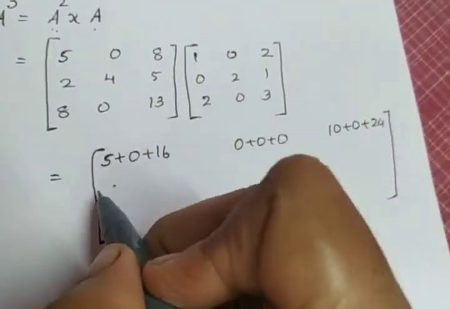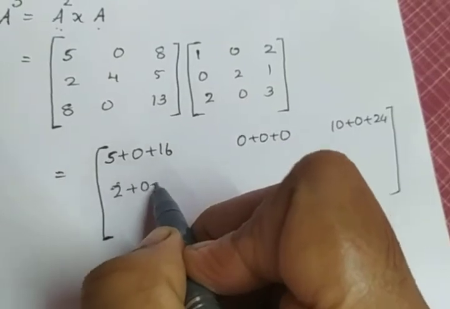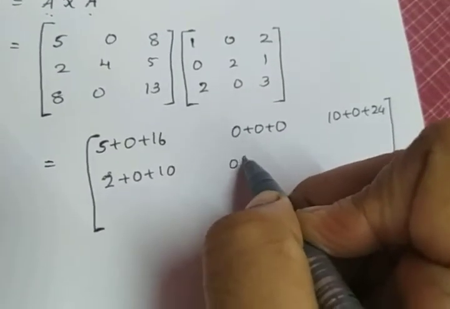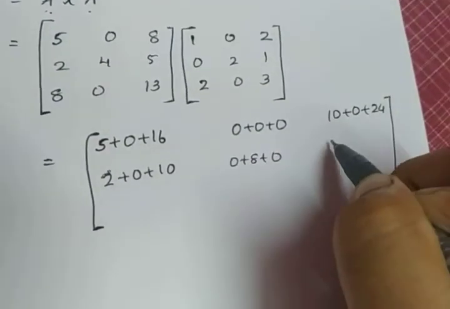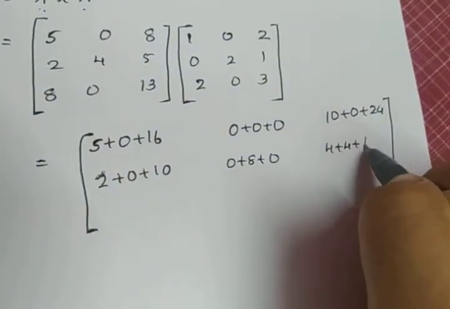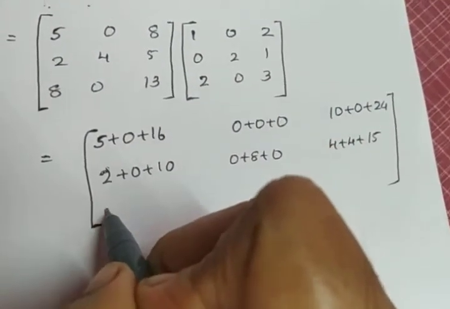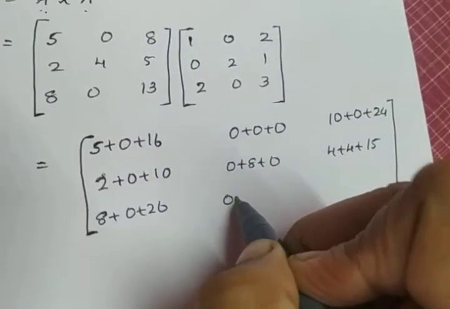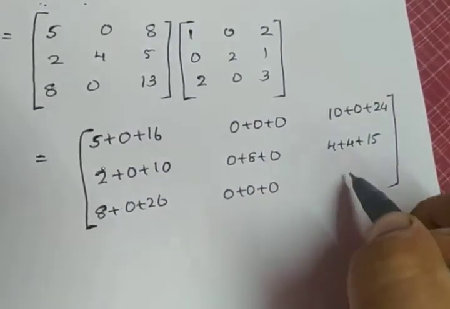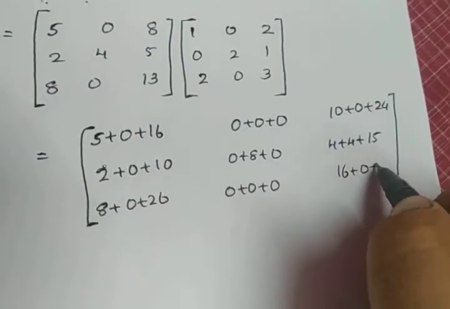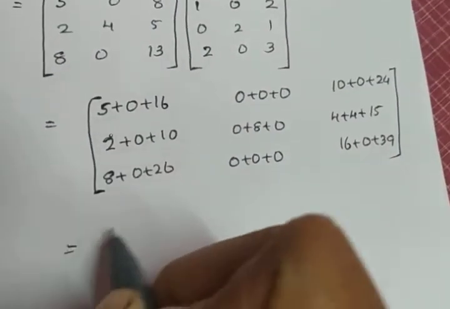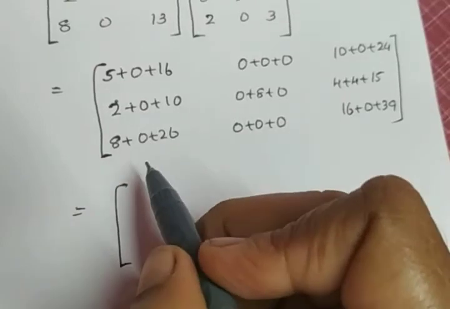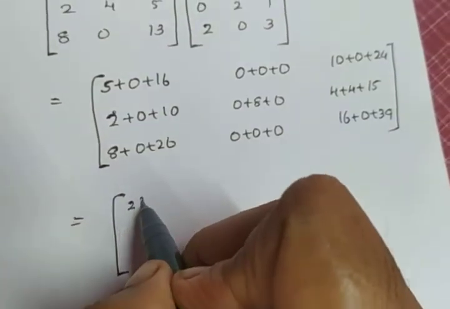Second row in the first column, isn't it? So 2 plus 0 plus 10. 0 plus 8 plus 0. 4 plus 4 plus 15. What about the third row? 8 plus 0 plus 26. Then 0 plus 0 plus 0. Then it is 16 plus 0 plus 39. Just sum it up. 5 plus 0 plus 16 gives you 21.